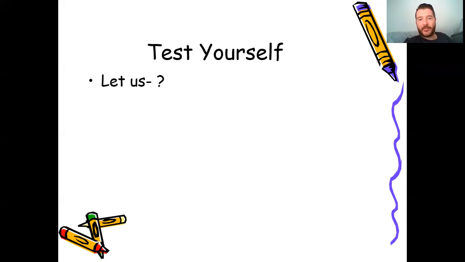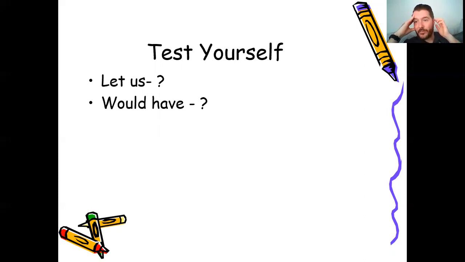So we're going to test yourself. You can get a pencil and a paper and see if you can write the contracted version of these words with an apostrophe. So let us, what would let us become? You need to pause the video, you can do. Let's see what it would become. Oh, it's not there. It would be let's.